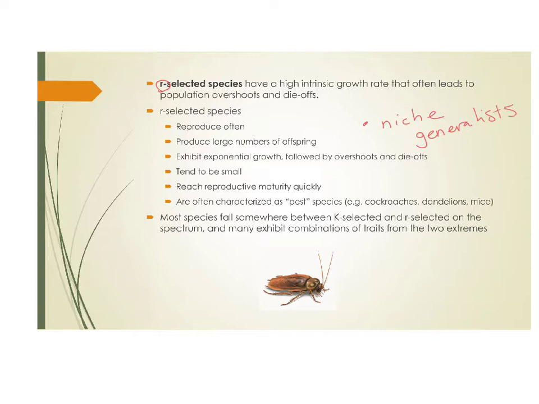In contrast to K-selected species, which are niche specialists, R-selected species can live pretty much anywhere, and they have a wide range of biotic and abiotic factors that they're comfortable living under. Most species fall somewhere between the two extremes of purely K-selected and purely R-selected, and many species exhibit combinations of traits between the two.